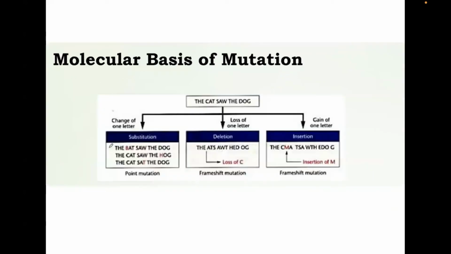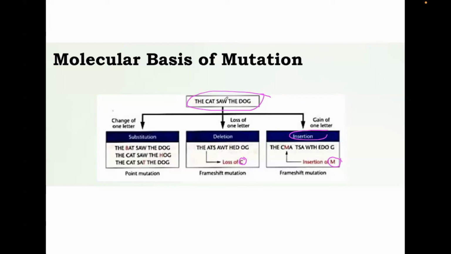Next, this is the molecular basis of mutation. We have 3. Yung substitution, for example, meron kang coding of the genes dito, may nasa substitute na letter. Okay, there's a change in the one letter, substitution yung tawag doon. For example, in layman's term naman, the deletion, meron kang code dito of the genes, may na-delete na isang letter, nawala yung C. Okay, that is what we call your deletion. Next naman, from the parental strand, and the cat saw the dog, nagkaroon ng insertion ng isang letter, nag-gain siya ng one letter, ang tawag doon insertion.